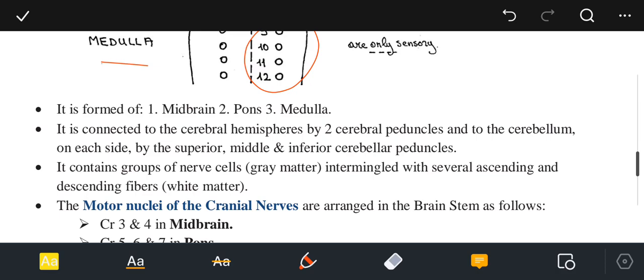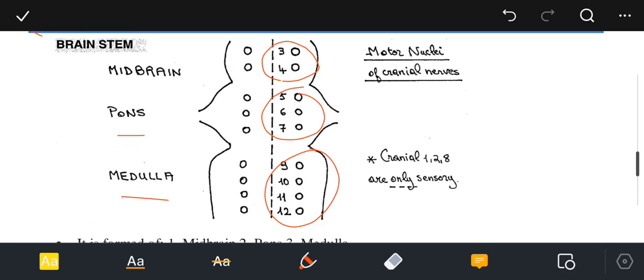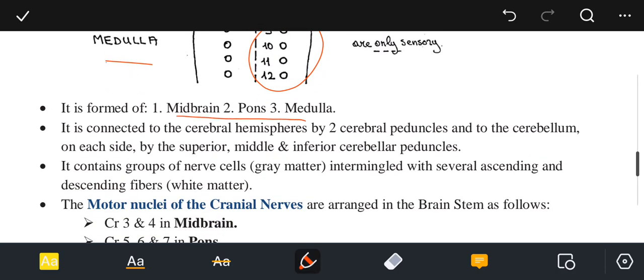The brainstem is formed of midbrain, pons and medulla. It is connected to the cerebral hemisphere by two cerebral peduncles and to the cerebellum on each side by the superior, middle and inferior cerebellar peduncles. It contains groups of nerve cells, that is grey matter, intermingled with several ascending and descending fibers, that are the white matter.